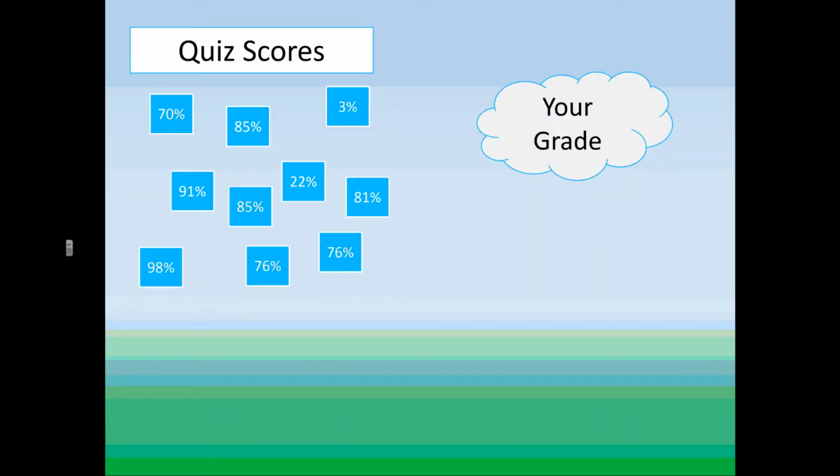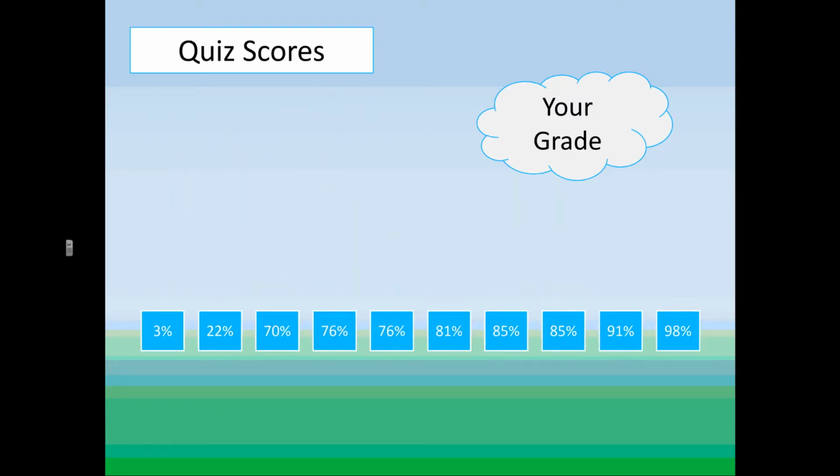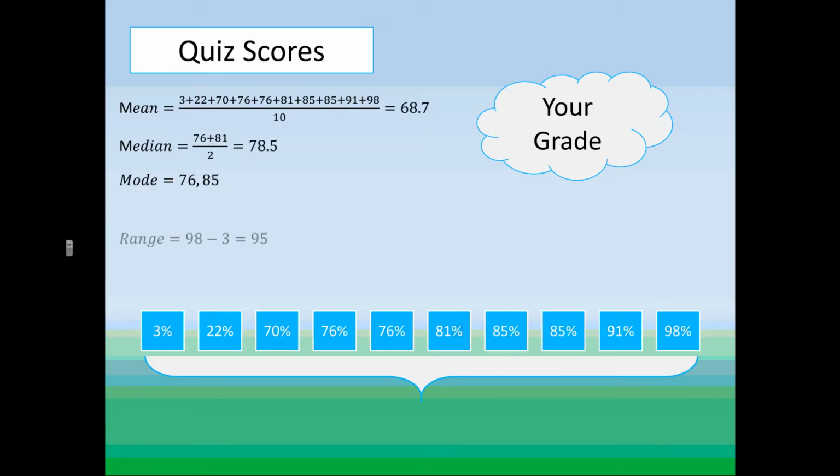Then we talked about your grade, specifically quiz scores, and trying to take that population and boil it down to just a simple number. We take it, we reorganize all of the scores, that beautiful population, and we average them together. Add up all of the numbers and divide by the number of numbers. That's how we get the average. We also talked about the median, which is the middle number, the mode, which is the most common number, or numbers, and the range, how far the numbers are spread out.